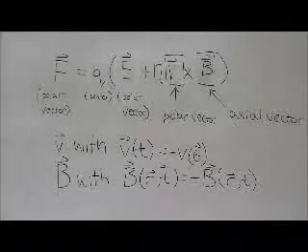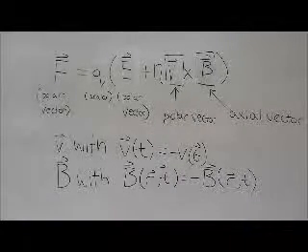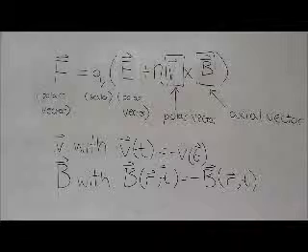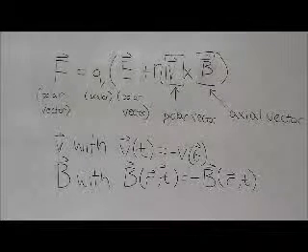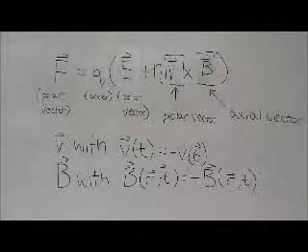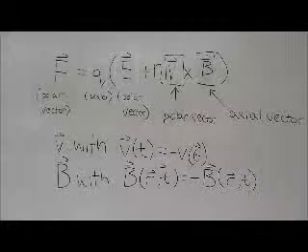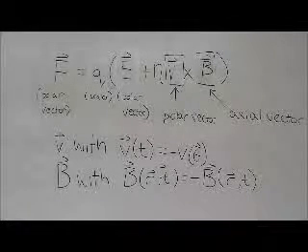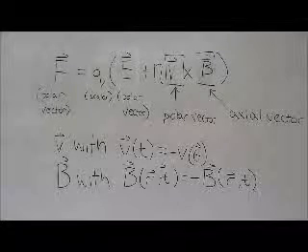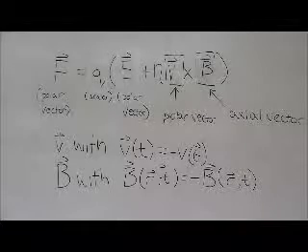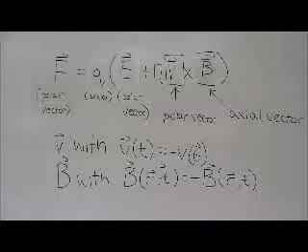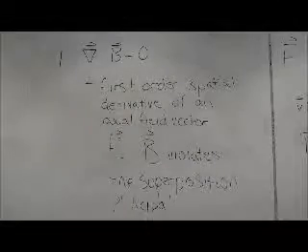Because the velocity is a polar vector, the velocity at negative t equals the negative velocity with respect to t, due to the vector products. The magnetic field is an axial vector, with B of r at negative t giving us the negative magnetic field with respect to r and t.